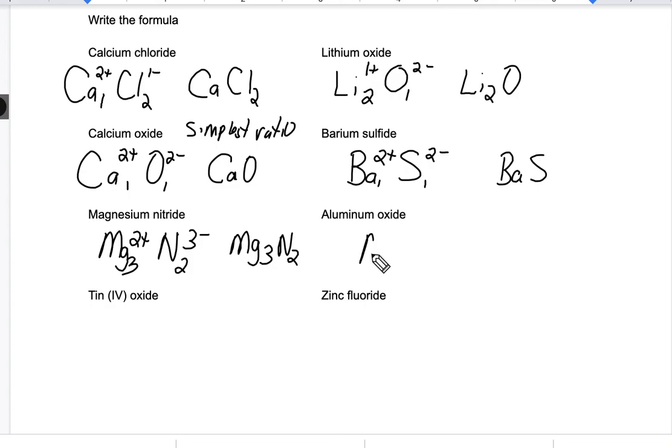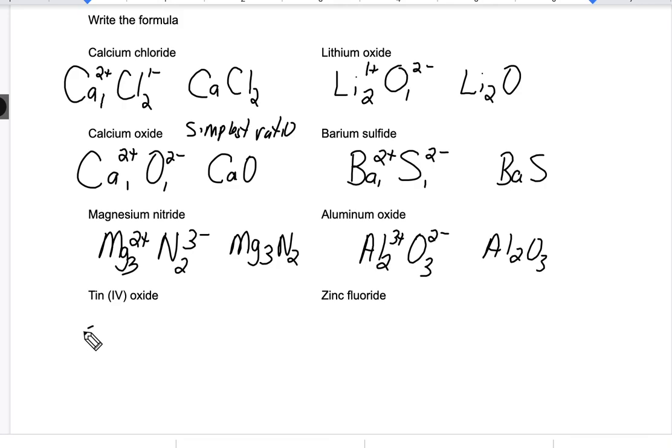Aluminum oxide. Aluminum is 3 positive. Oxygen is 2 negative. Okay, they're not opposite but equal, so you crisscross a 2 there and a 3 there, and you end up getting Al2O3. Now notice by crisscrossing, three positive twos will give you a total of six positives, which cancel out two times a negative three, which will give you six negatives. So by crisscrossing, you're just evening up the charges.